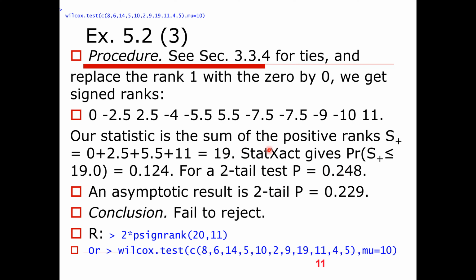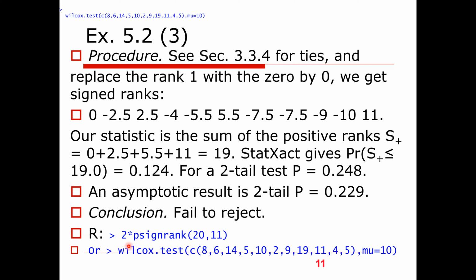Using the exact method, we get an exact p-value of 0.248, and using R, we can get the asymptotic result, a p-value of 0.229. But they all lead to the same conclusion. We fail to reject the null hypothesis, which means on average, the 11 students got their scores improved by 10 points.